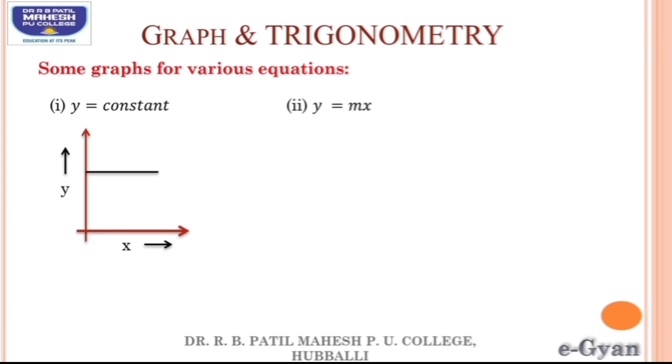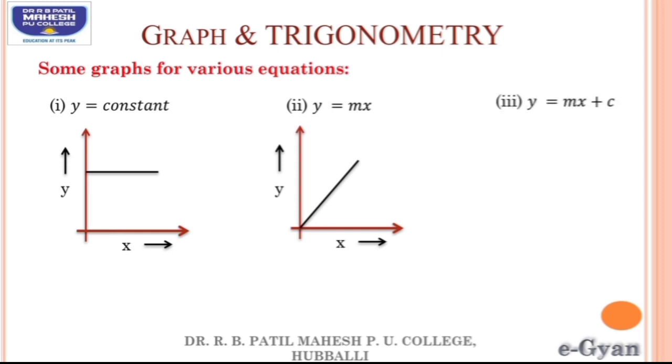Second equation, y equal to m into x. Here, when you put x equal to 0, y is equal to 0. When you plot a graph for this equation, we get this nature. Here we get a linearly increasing straight line and that line is passing through the origin.